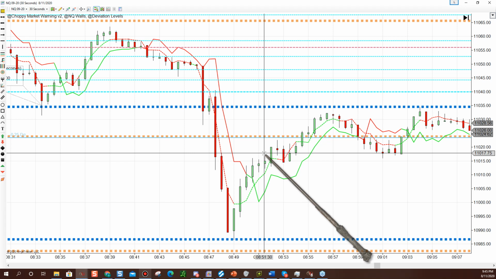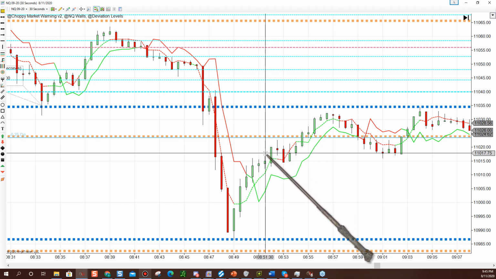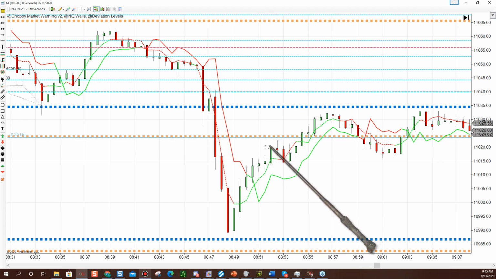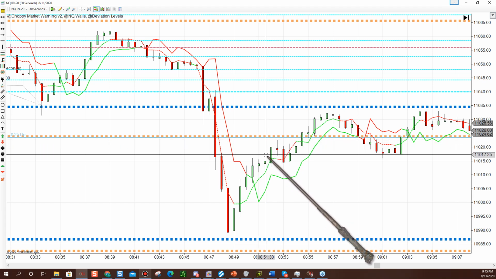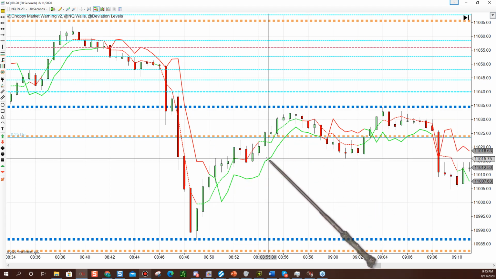You got a long right here, going right into the flux pivot, just a few points away. Is that really your best setup? You got a wall and a flux. I mean, you're only going to go for a few points. Maybe you can scalp it, but it's not one of those ones you're really going to want to hold on to.